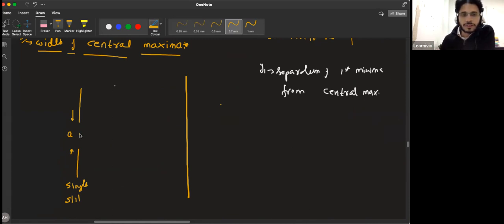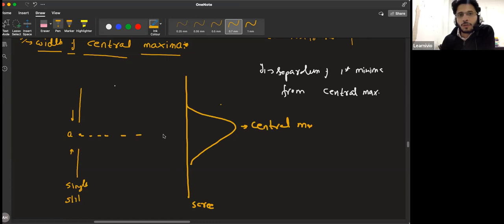So this is the single slit. This is your screen. And this is the central maximum. You're supposed to calculate the width of this central maximum. So to calculate the width of central maxima, what we do is we consider this point. This is first minima.